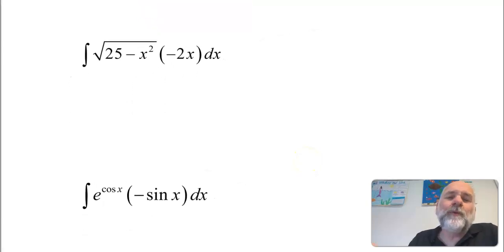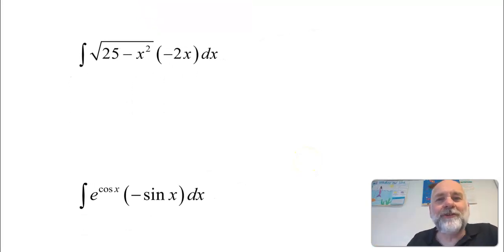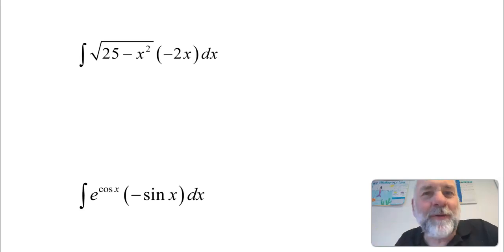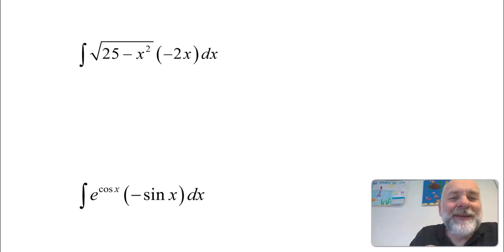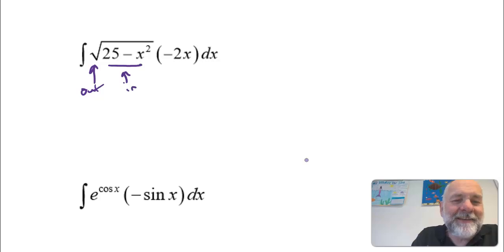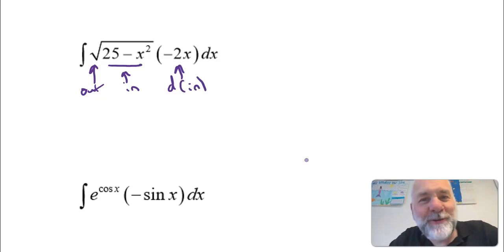And you might be like, well, what if it's not perfectly set up, Mr. Ellinger? For tonight, everything will be perfectly set up, so you don't have to worry about that. Every single time, there's going to be an outside, which is the square root, and inside, which is the 25 minus x squared, and then the derivative of the inside just sitting there. That's why it's intro day. We'll find out how we deal with it when it doesn't work, or when it's not quite right, next class.